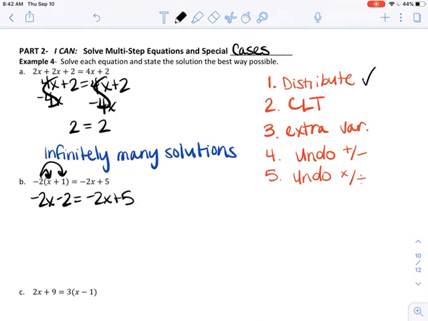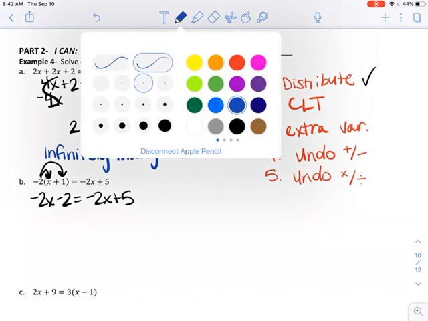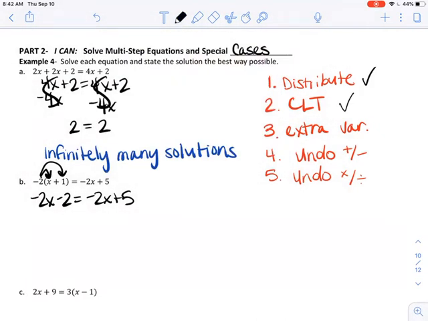And then I combine like terms. I don't see any on either side. If I look over here, no like terms. If I look over here, no like terms. So I'm just going to skip that one and move on with my life and get rid of the extra variable term. So I'm going to pick one. They're both the same, so I'll do the opposite by adding 2x to both sides. And I get negative 2 on this side and then positive 5 on this side. Now, when does negative 2 equal 5? Never! So for this one, there is no solution.